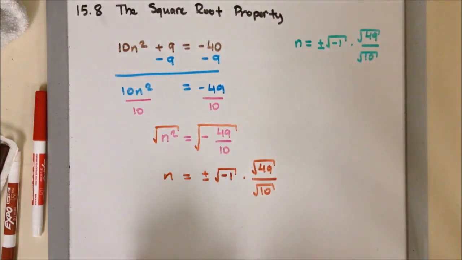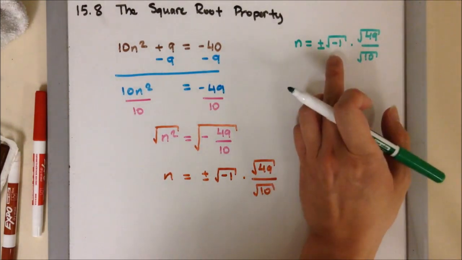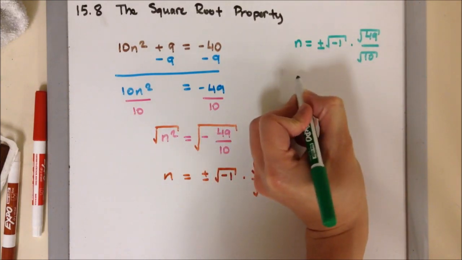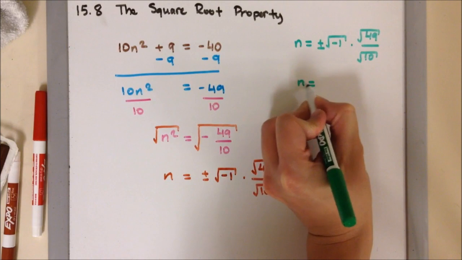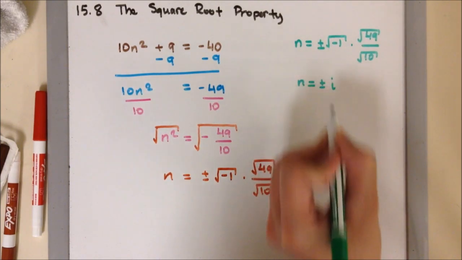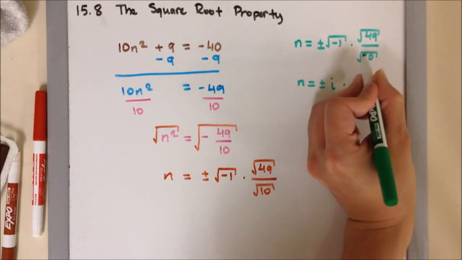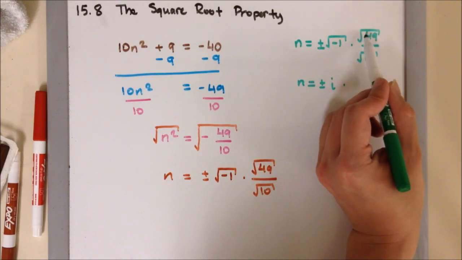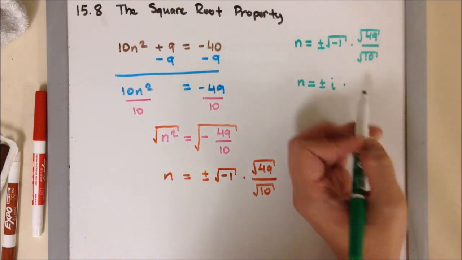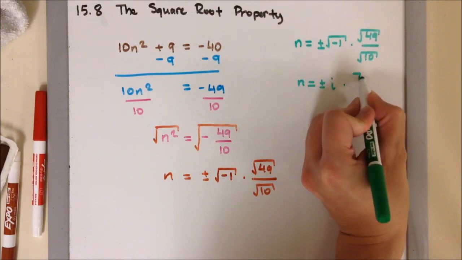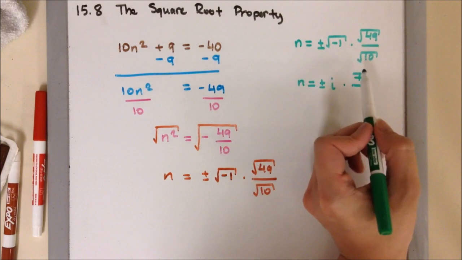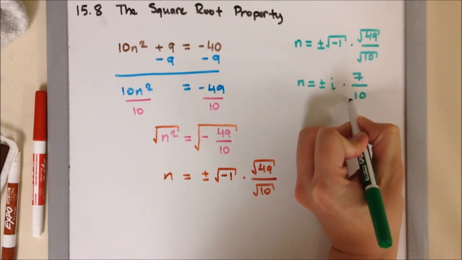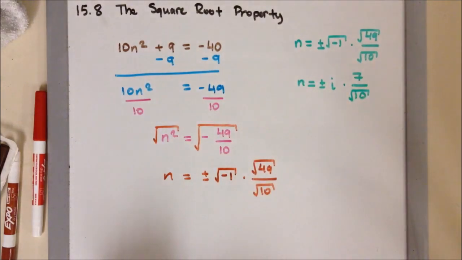So let's simplify the parts that we can at the moment. You can rewrite the square root of -1 into i. So we're going to have n equal plus and minus i times, now for the fraction in the numerator, square root of 49, it's a perfect square number, so the square root of 49 is 7 over, now for the square root of 10, it's not a perfect square number, so that means we're going to have square root of 10 in the denominator.